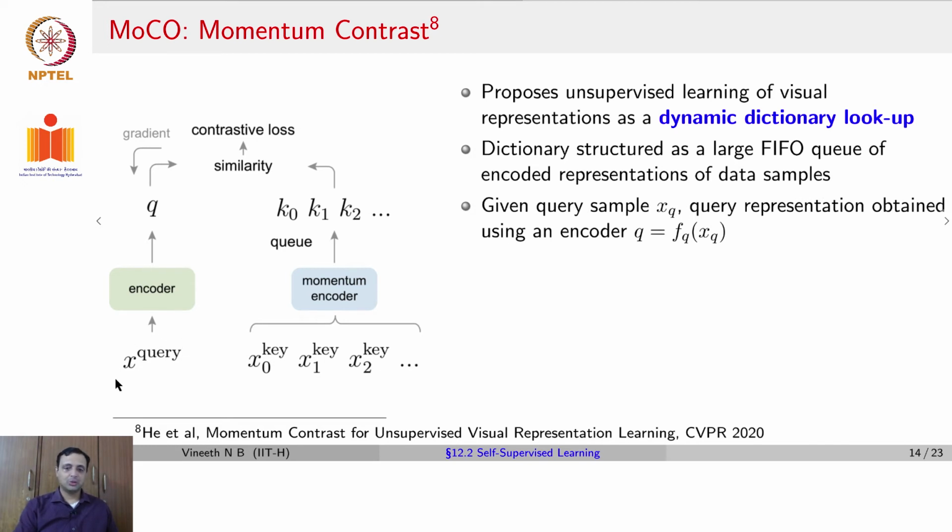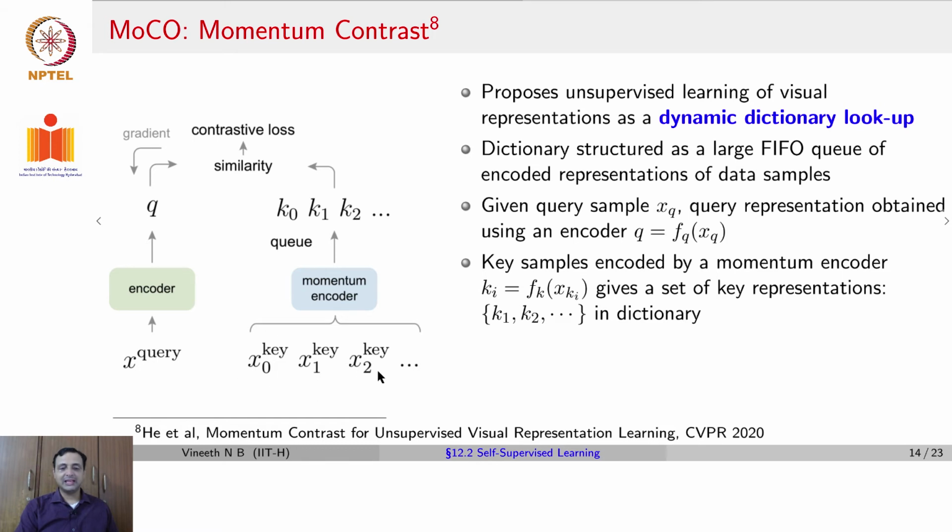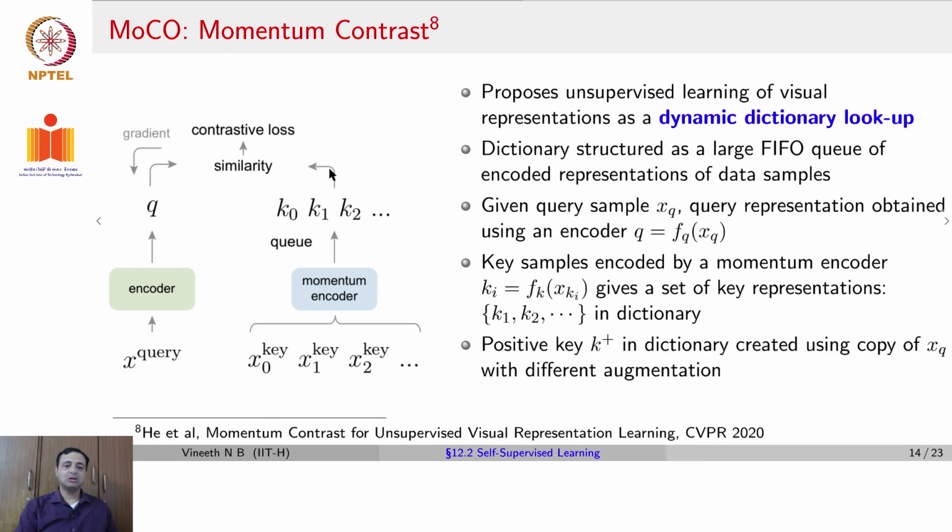So given a query sample xq, an encoder transforms it to a representation q. Similarly, all the key samples are transformed by another encoder, which gives us k0, k1, k2, so on and so forth. And then we measure the similarity between q, k0, q, k1, q, k2, so on and so forth pairwise, and use the softmax log loss that we saw on the previous slide.